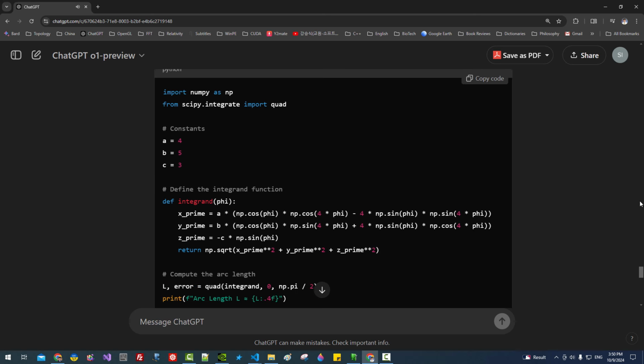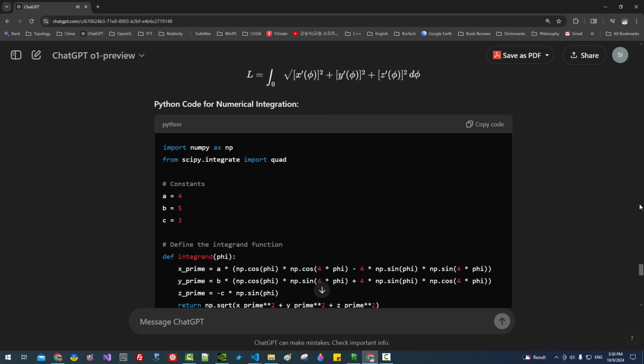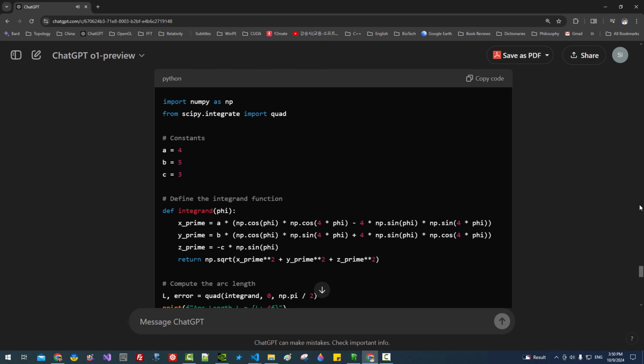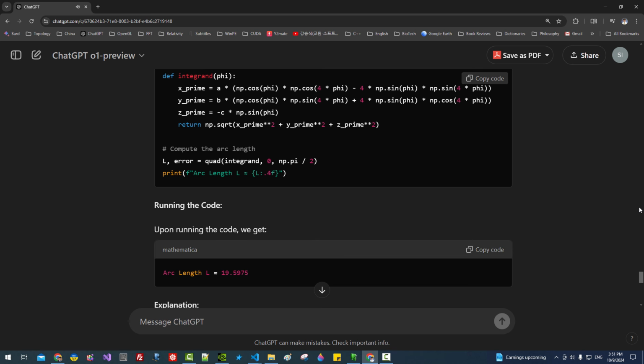Python: import numpy as np, from scipy.integrate import quad. Constants: a equals 5, b equals 5, c equals 3. Define the integrand function: x prime equals a np.cos phi np.cos 4 phi minus 4 np.sin phi np.sin 4 phi. y prime equals b np.cos phi np.sin 4 phi plus 4 np.sin phi np.cos 4 phi. z prime equals minus c np.sin phi. Return np.sqrt of x prime squared plus y prime squared plus z prime squared. Compute the arc length: L, error equals quad of integrand from 0 to np.pi over 2. Print the arc length L to 4 decimal places.